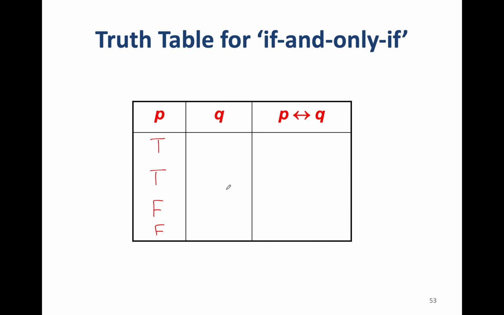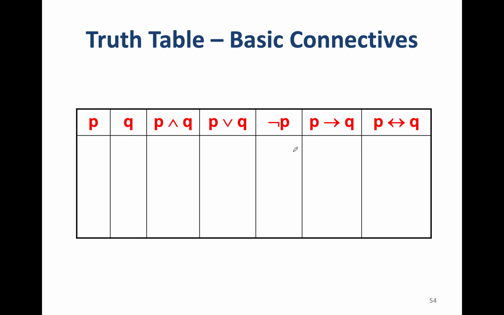So if we've got this truth table, then if and only if will be true if the propositions have the same truth value. Otherwise, it will be false. So my odd condition is that the two propositions should have the same truth value in order to get the final one true. So we can here just summarize the basic connectives and their truth values.